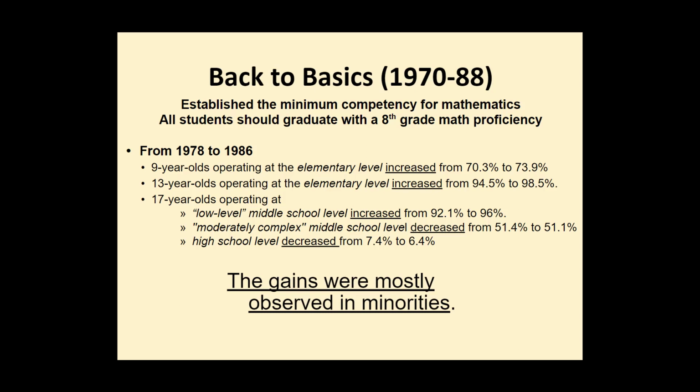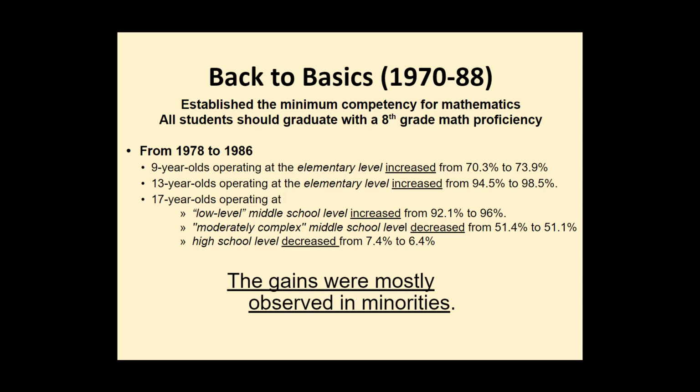However, when we looked at 17-year-olds that were able to do moderately complex middle school level math, that number decreased slightly from 51.4% to 51.1%. So you could argue it more or less stayed the same. In terms of students that were able to at least do high school level math, that number decreased from 74% to 64%. So there was a whole ten point difference of students that were able to do at least high school level math. So maybe algebra, geometry, to that extent.